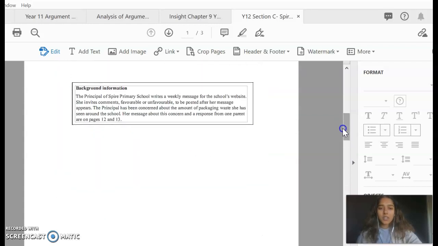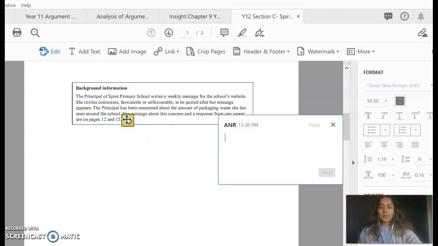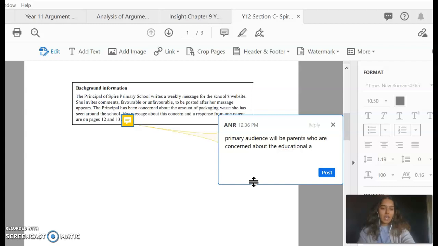So already, if we want to start annotating, and I'm going to see if I can insert a comment, we know the primary audience will be parents who are concerned about the educational and well-being outcomes of their kids. Teachers also might be in the audience, and students might be the primary audience. So when you look at what is persuasive, you want to think of, okay, how is it actually persuading parents? What are parents likely to feel? What are teachers likely to feel? What are students likely to feel?